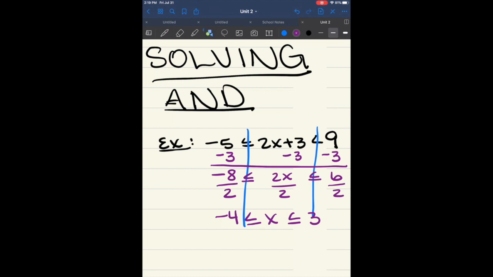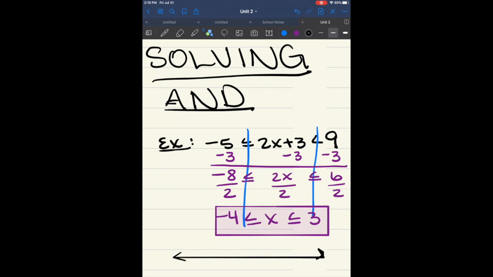I accidentally put an equal sign underneath that. Just noticing it now. So on the graph, it should be a closed circle on -4 and an open circle on 3. And then they should connect in the middle since this is an and inequality. So I accidentally drew a closed circle on 3. Please write it as an open circle. I will be checking that on your notes picture.